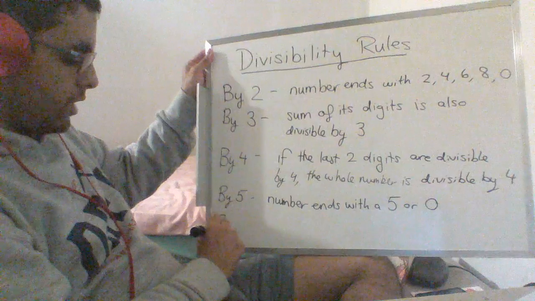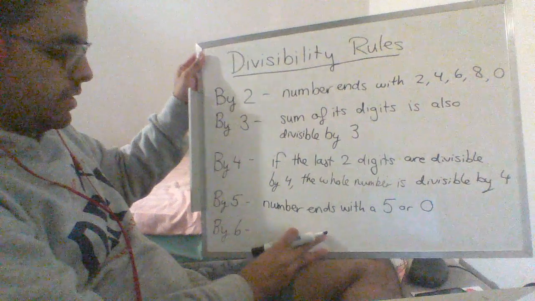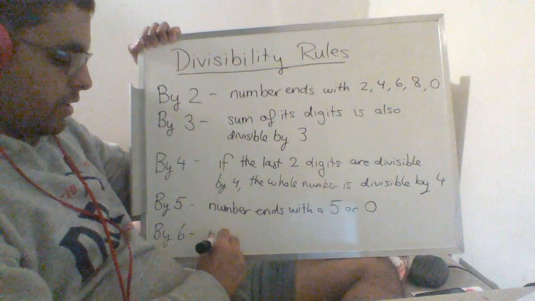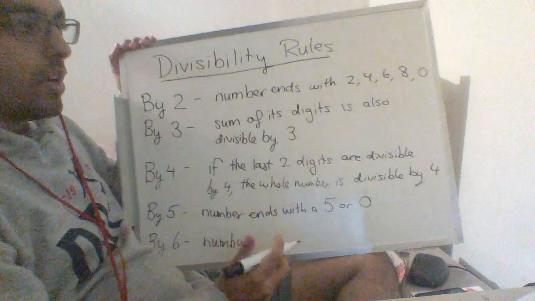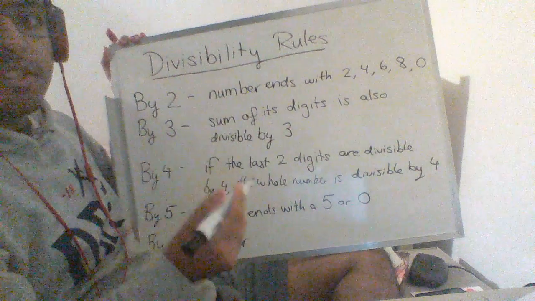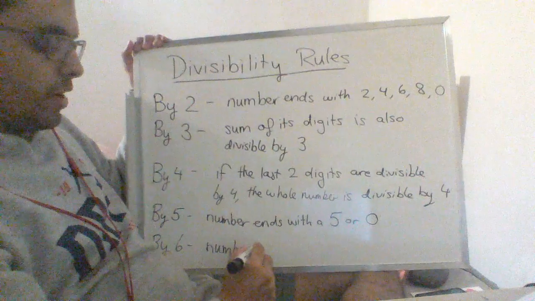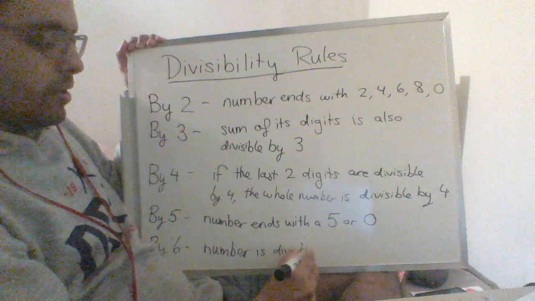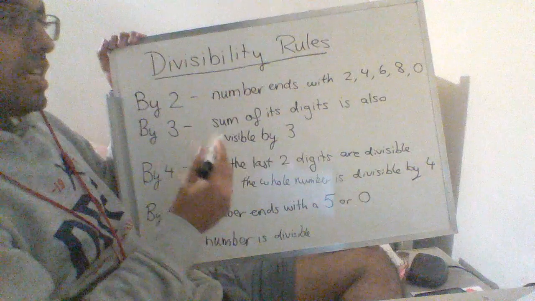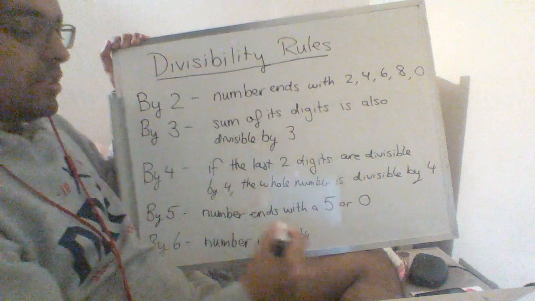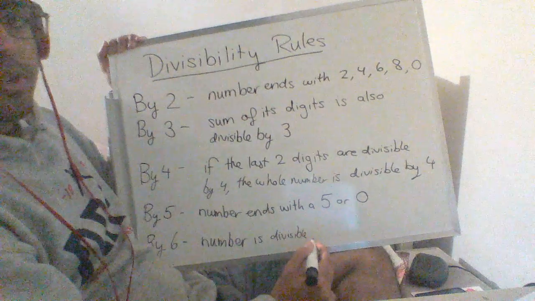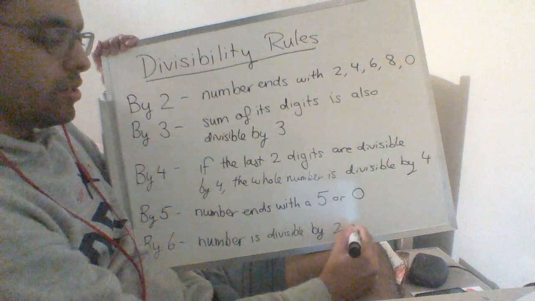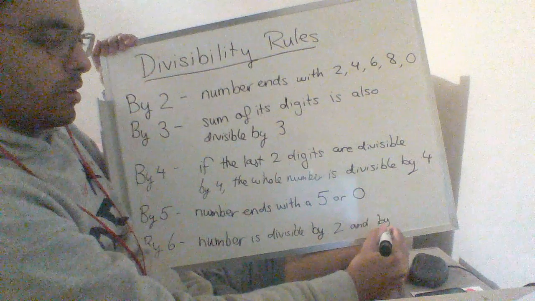Now I've got to do divisibility by 6. Because 6 is a product of 2 and 3, that is, 6 is equal to 2 times 3, if your number is divisible by 2, that is, if it's an even number, and it's also divisible by 3, so if it's an even number where the sum of its digits is divisible by 3, then the number is also divisible by 6. So a number is divisible by 6 if it's divisible by 2 and if it's divisible by 3.